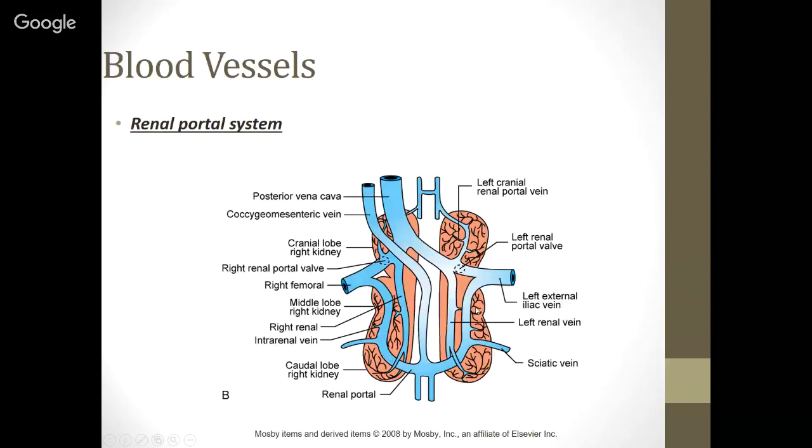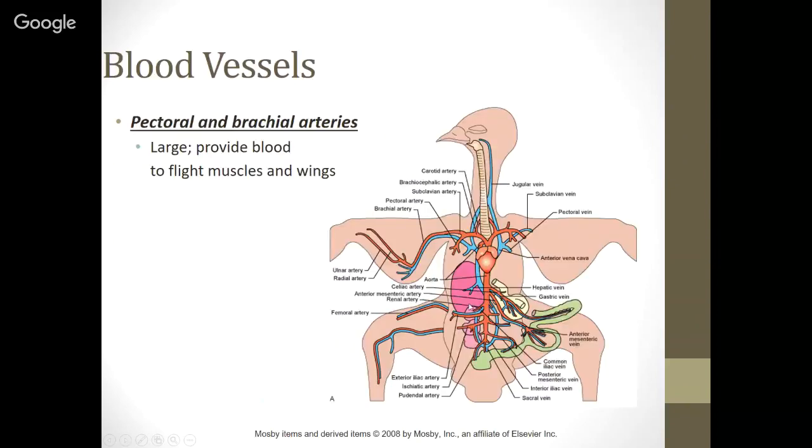They do have something called the renal portal system, which shunts blood through the kidneys, and it can take blood when you give injections back here in the back portion, just like reptiles. They can get it into their renal portal system, which can cause some issues.